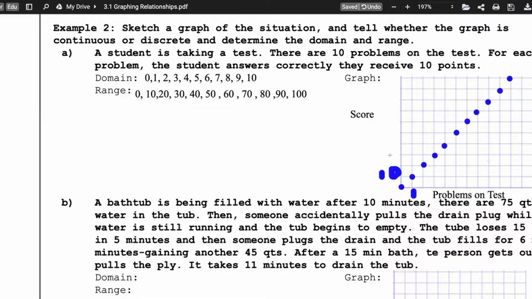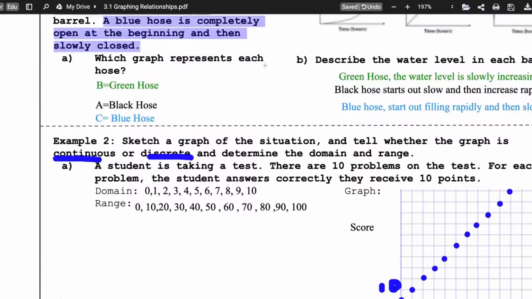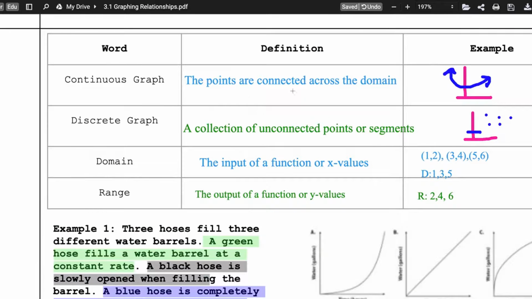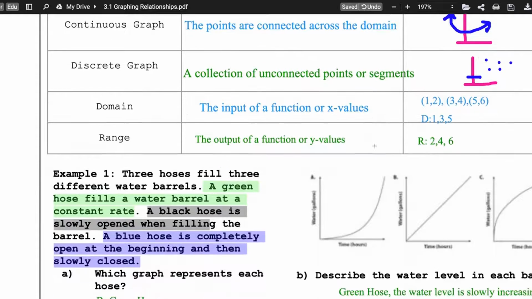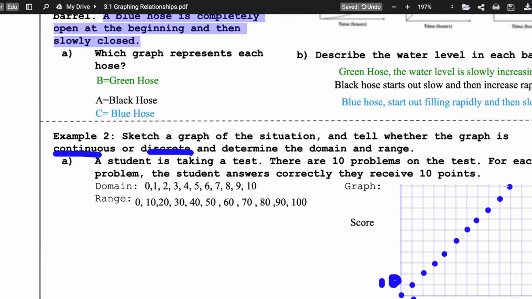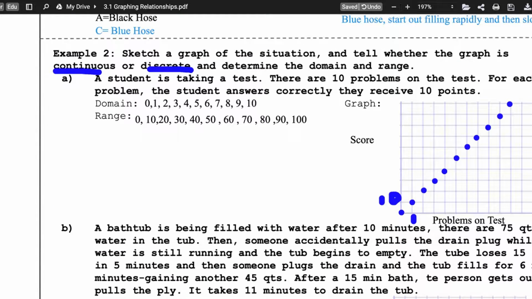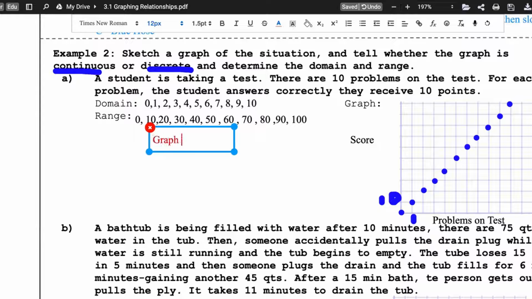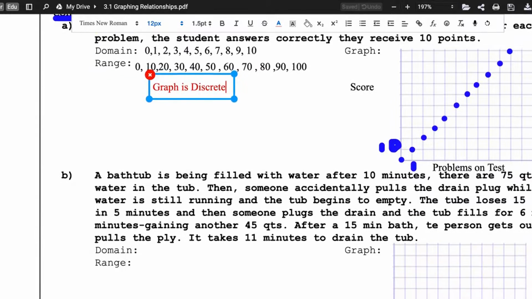So now that I have my graph, remember the last part was to determine if it was discrete or continuous. Remember, continuous is when the points are connected, but in this case, the points are not connected. So the graph is going to be discrete because the points are not connected. Graph is discrete. Okay, so let's go on to the next problem.